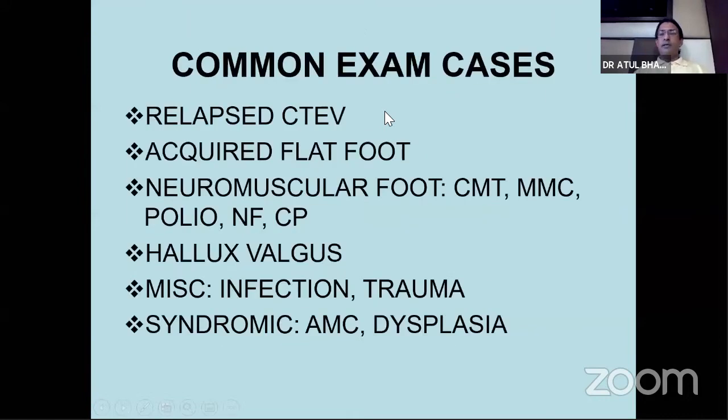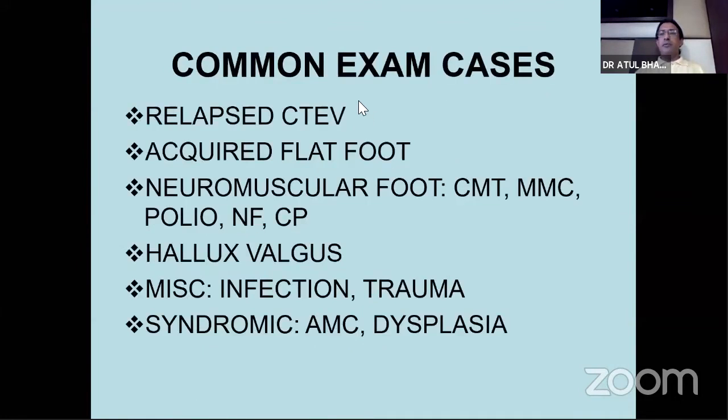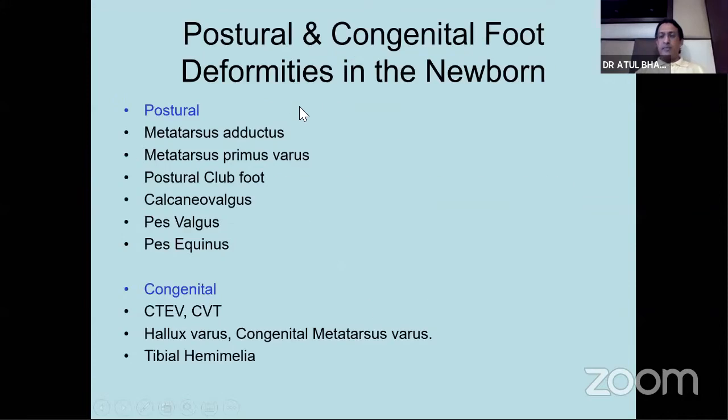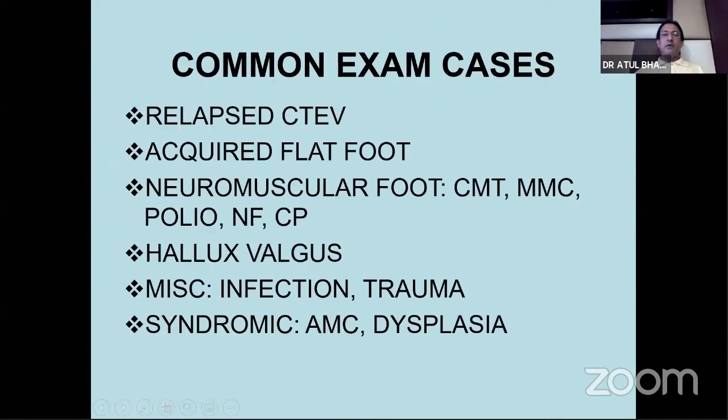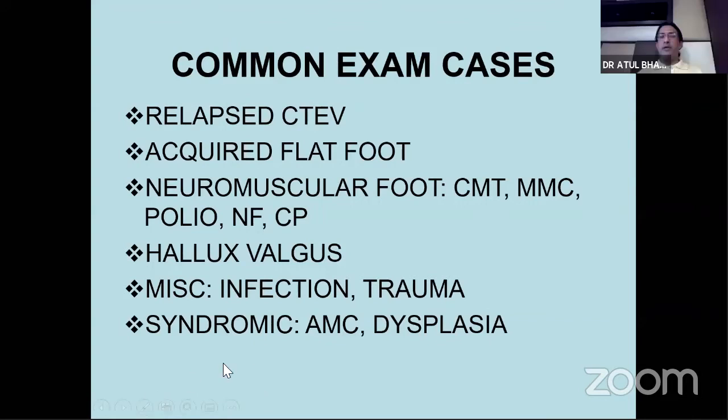So my topic is basically on the foot examination, and I'll try and cover some of the topics which commonly come in the exam. Being an examiner for MS Orth and also for the pediatric fellowship exam, the commonest cases which come in the MS are usually a relapsed club foot, acquired flat foot, which is commonly due to tibialis posterior dysfunction. Neuromuscular foot could be either Charcot-Marie-Tooth or myelomeningocele. Polio still comes rarely, mainly the adult polio. You don't see any children with poliomyelitis anymore.